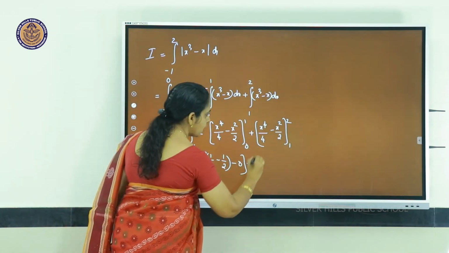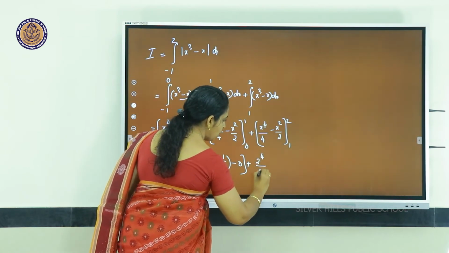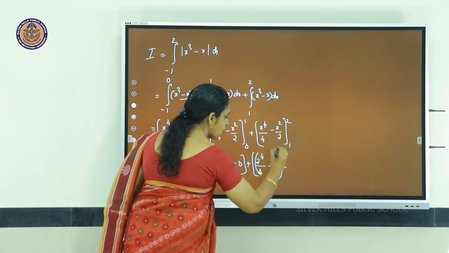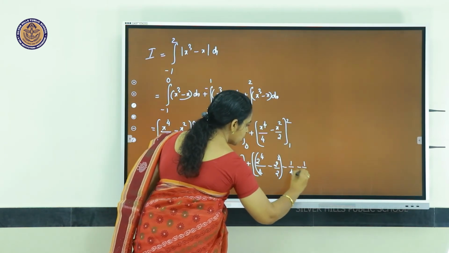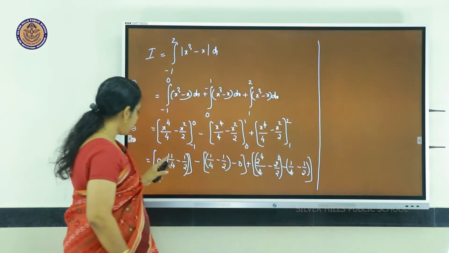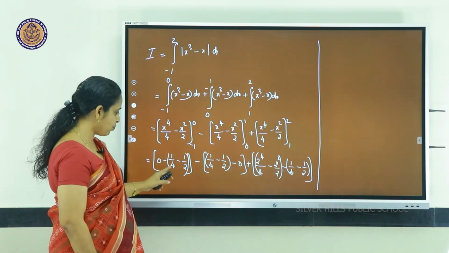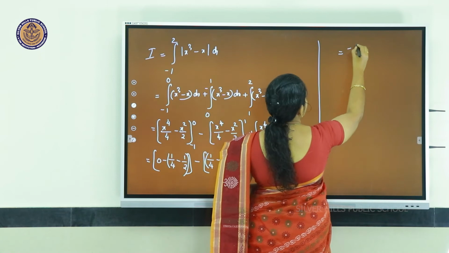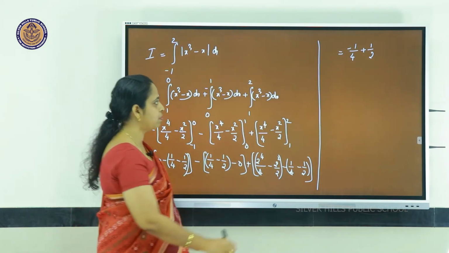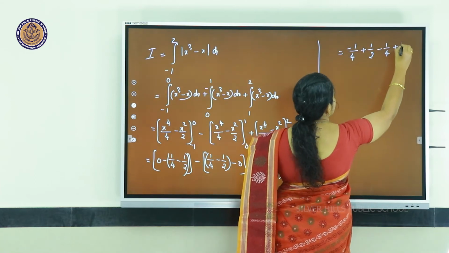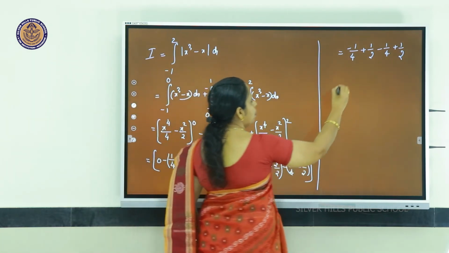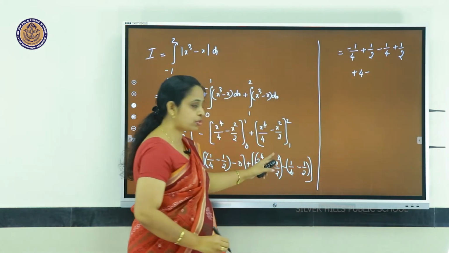Now let us give the last one. 2 raised to 4 by 4 minus 2 square by 2, we give upper limit, minus 1 by 4 minus 1 by 2, we give lower limits also. Now let us simplify. Here comes, let us take it outside, minus 1 by 4 plus 1 by 2. Minus 1 by 4 plus 1 by 2. Second, minus 1 by 4 plus 1 by 2. Then 2 raised to 4, 16, 16 by 4 is 4, plus 4 minus 2 square, 4 by 2, 2.